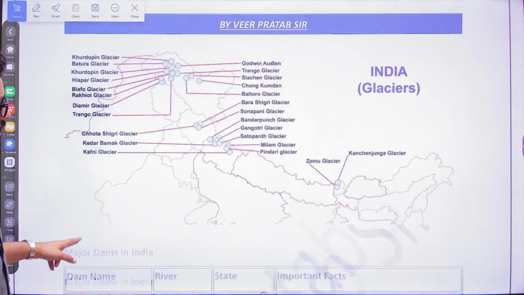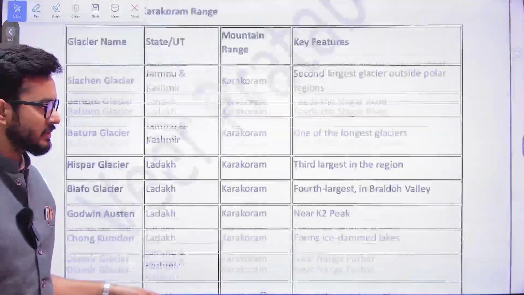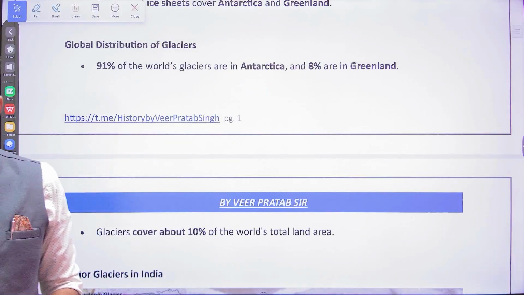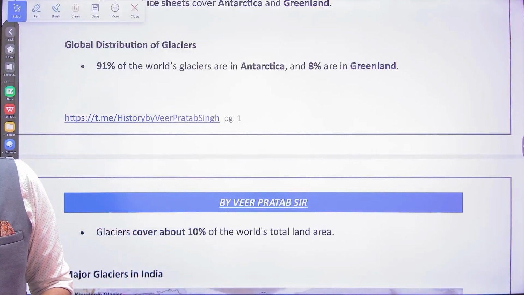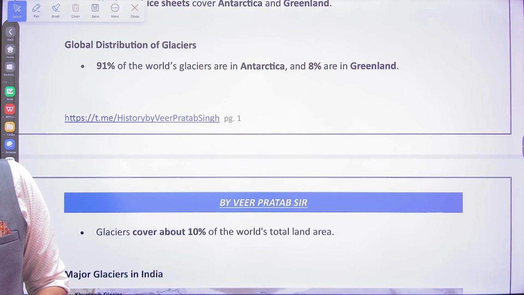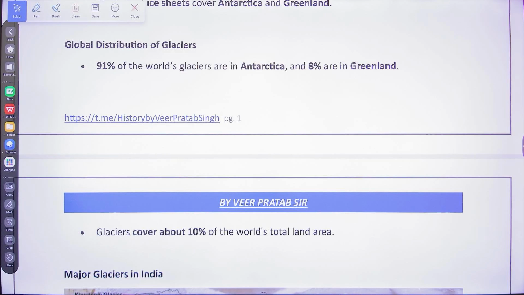Then after that, we are going to come to dams. But prior to dams, I want you to go through the glaciers. There are 4 pages. I'm giving you 4 to 5 minutes. Just go through this particular understanding. I'm giving you some time, just go through it.